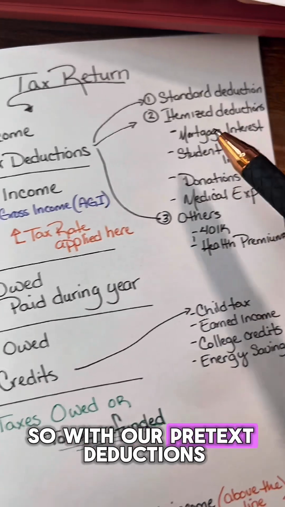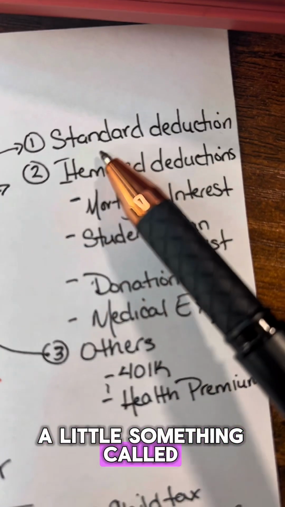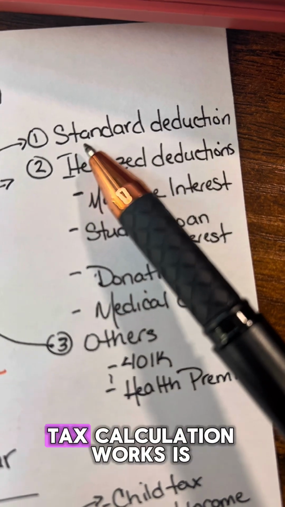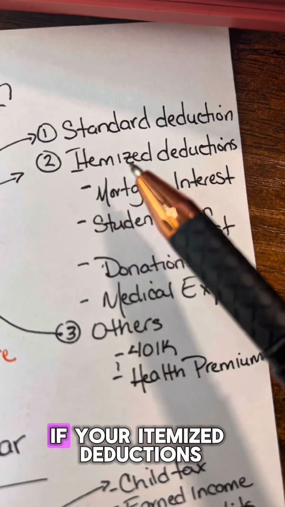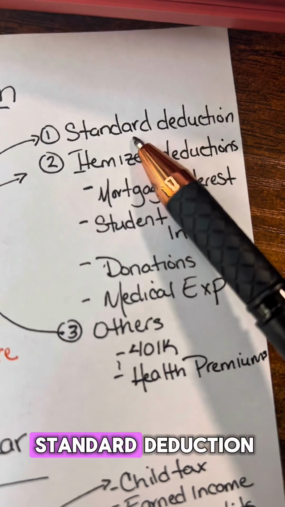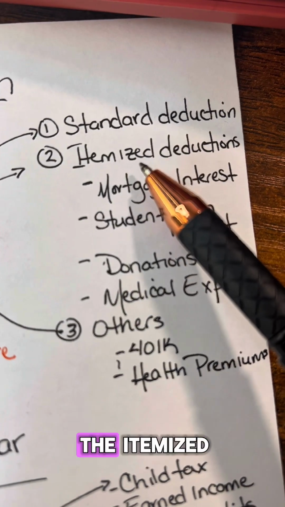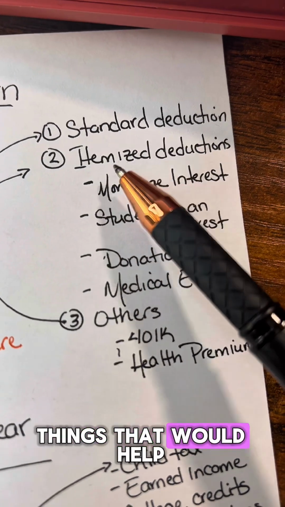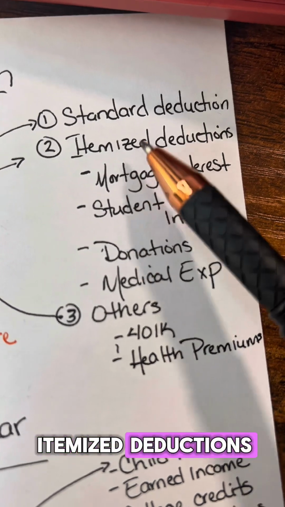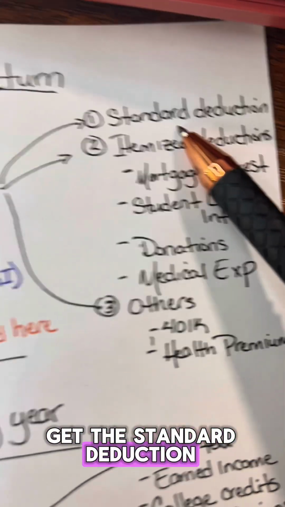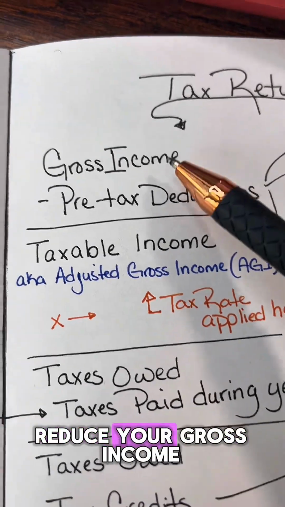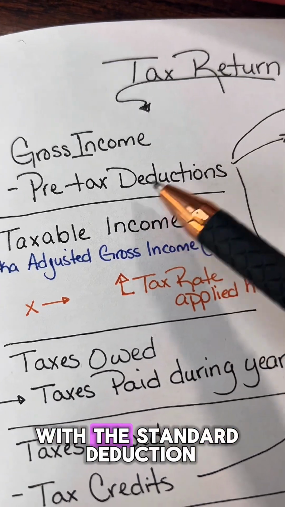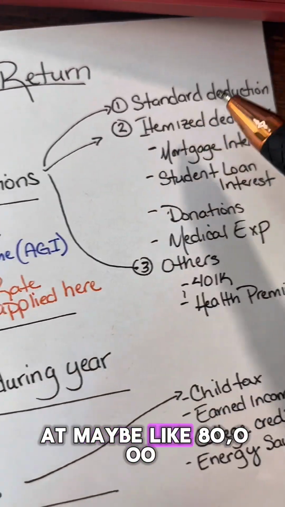With our pre-tax deductions, you're probably used to something called the standard deduction or itemized deductions. The way the tax calculation works is you get either one. If your itemized deductions are higher than the standard deduction, then you take the itemized. If you don't have a home or things that would help you get higher itemized deductions, then you automatically get the standard deduction. What that does is reduce your gross income. Remember that $100,000 that I said you made? With the standard deduction, it automatically puts you at maybe $80,000.